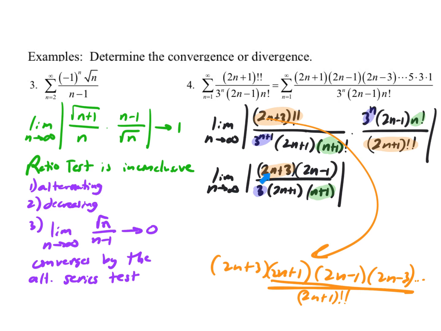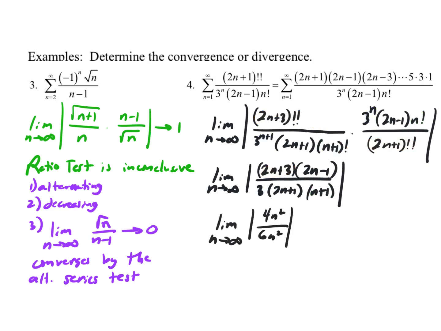Now we're looking at leading terms. So I got 2n and 2n, that's 4n squared. Then I got a 3 times a 2n times an n, that is 6n squared. So I have 4n squared over 6n squared. That's really what we have now.